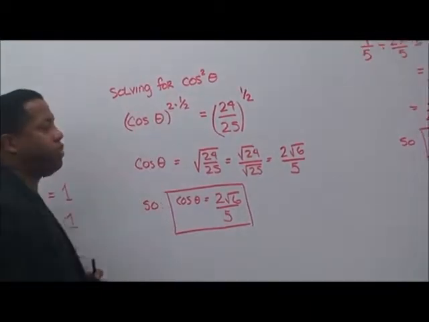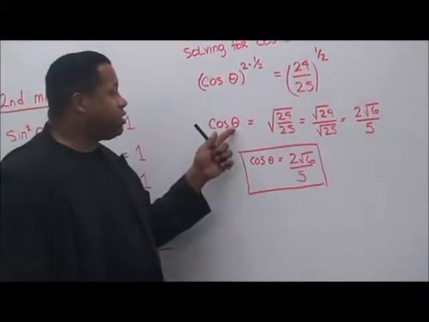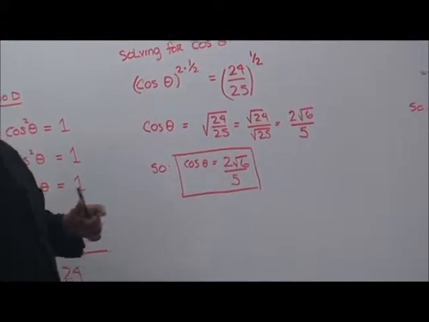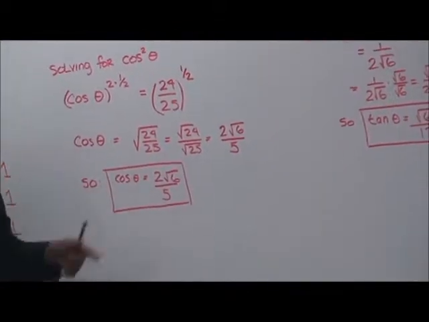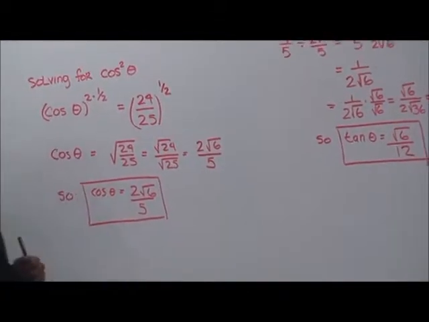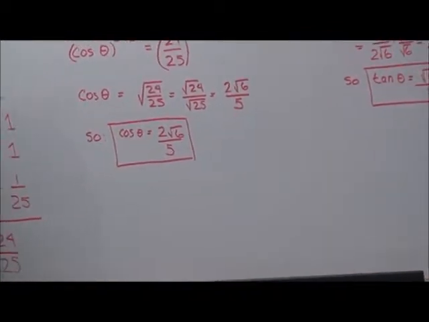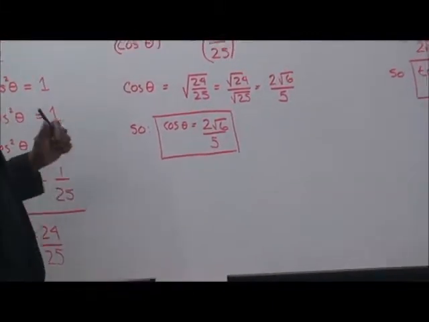So 24 over 25 to the 1/2 power would be what? Cosine theta is equal to the square root of 24 over 25. Breaking this down, reducing and simplifying, will give you 2 times the square root of 6 divided by 5.